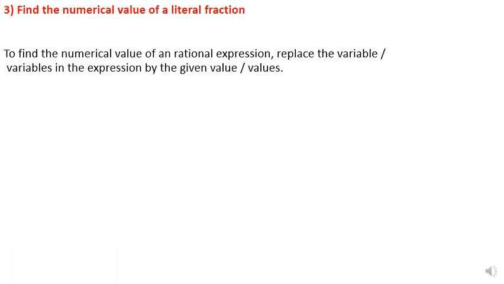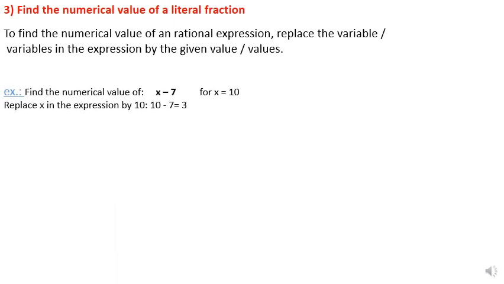Now, if I want to find the numerical value of a literal fraction, you know that a fraction has letters. Now we're going to find the value when I replace the letters by something given. Like, suppose here we have x minus 7, and I told you that x is 10. So you replace the x by 10. 10 minus 7 is 3. So we say that 3 is the numerical value because I gave you a specific number for x.